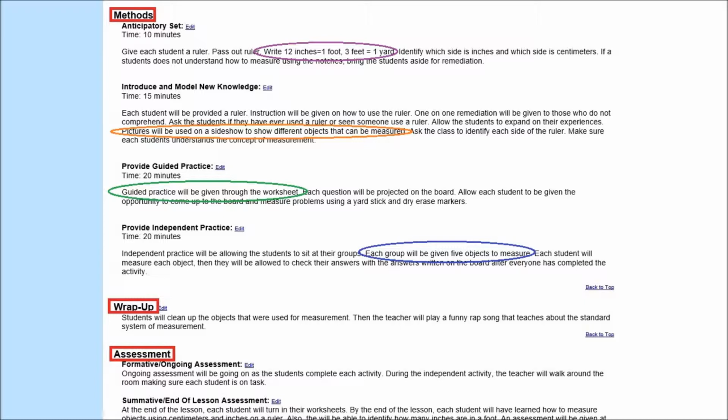For independent practice, students will be sitting in 3 groups. Each group will be given 5 objects to measure. Each student will then measure each object by themselves. Then, they will be allowed to check their answers with the answers written on the board. Make sure the answers are not written on the board until after everyone has completed the activity.